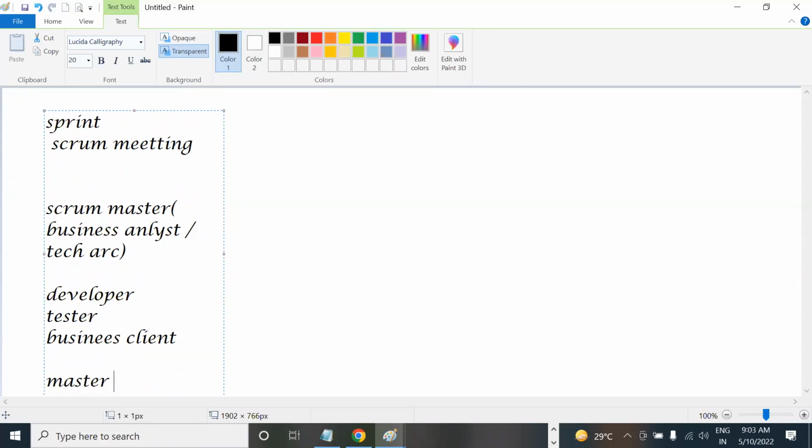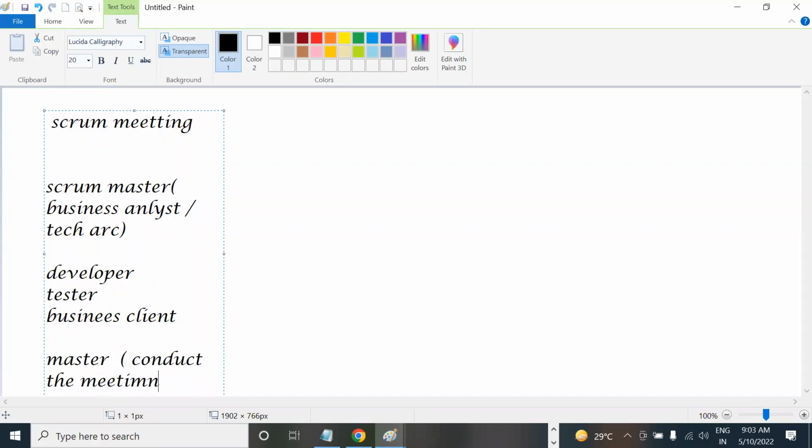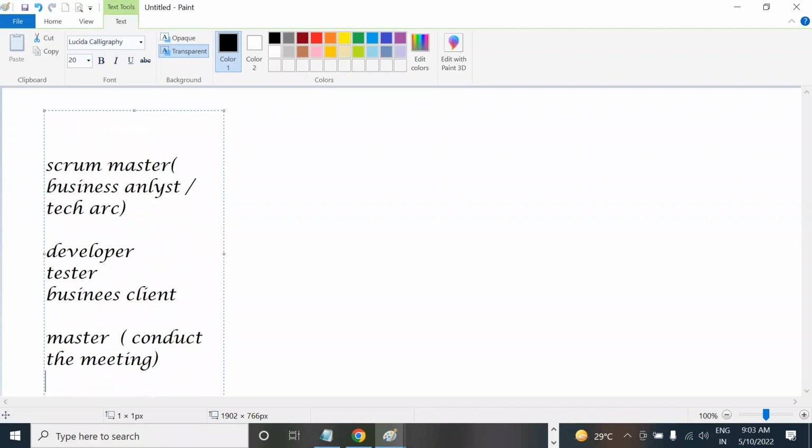What will the scrum master do? He will conduct the meeting, and then he will note down the meeting points. These meeting points will be given to the business analyst or business architect.